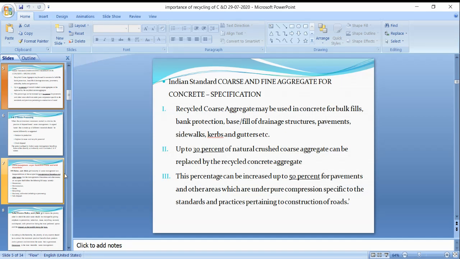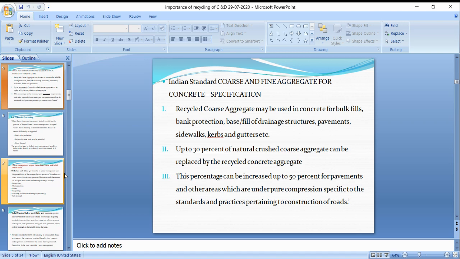So Indian Standard for coarse and fine aggregate specification. So BIS has some specifications noted here. In this, the first comes to the coarse and fine aggregate, how they will be reused and recycled. So recycled coarse aggregate may be used in concrete for bulk fills. After the demolition of the building, or at the time of construction, some aggregate may be left over that can be used in concrete for bulk fills.